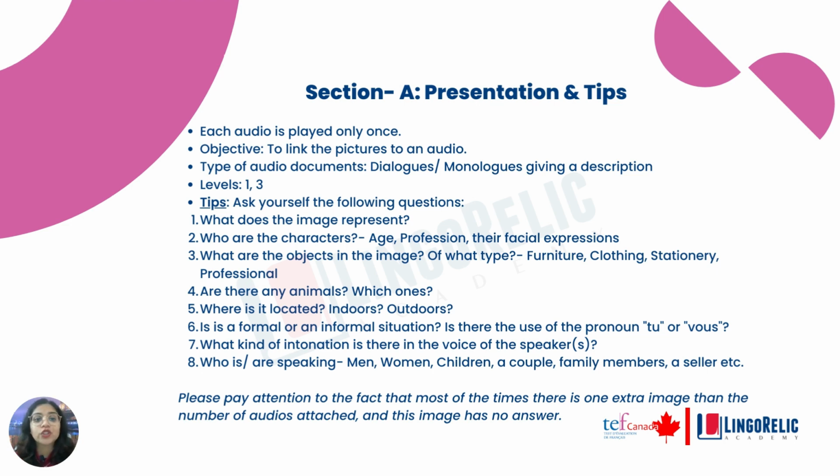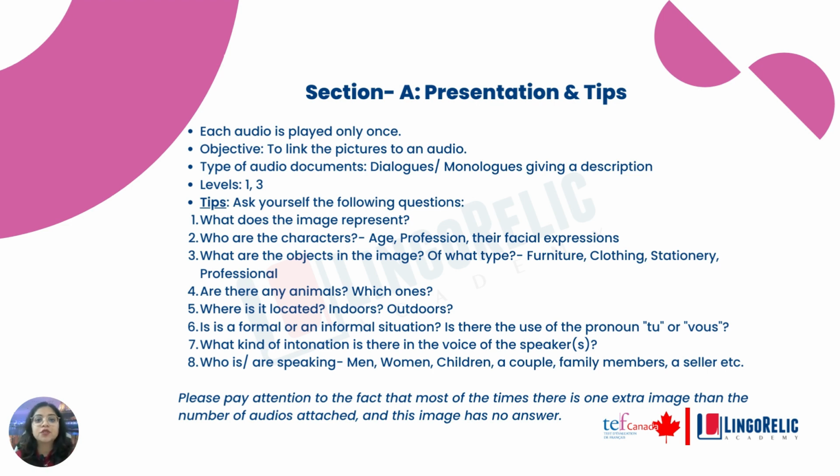Here, each audio is played only once. You don't have a second chance here. Your objective is to link the pictures to an audio. And the type of the audio document that you are supposed to deal with is going to be a dialogue or a monologue giving a description. And this is related to levels 1 and 3 of the exam.